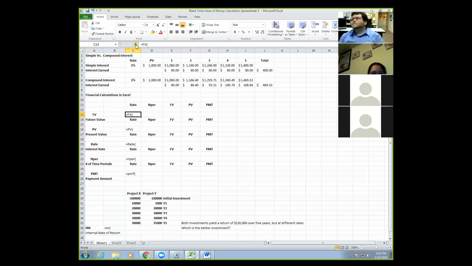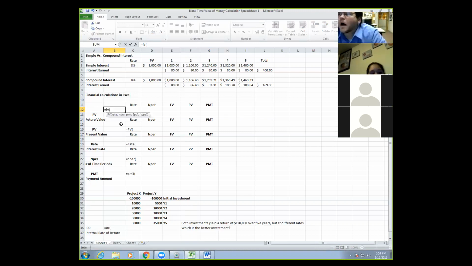So these are called functions. You can look up all sorts of functions here under FX. But I'm going to start over here, and I'm just going to show you a brief example, and I'll tell this verbally here. All you do is start out by typing equal FV, and then your left bracket.